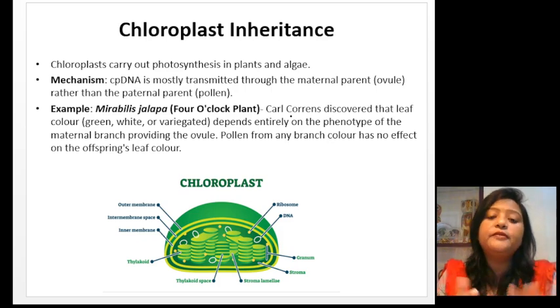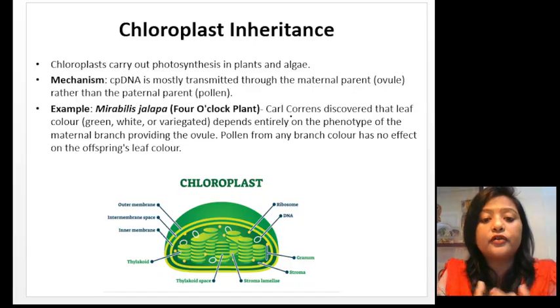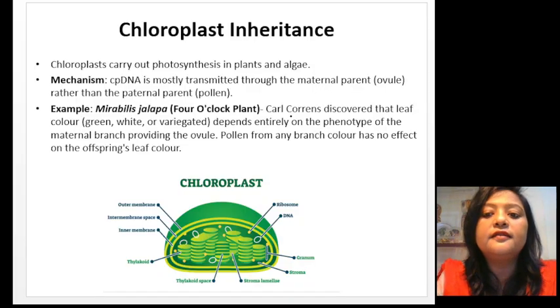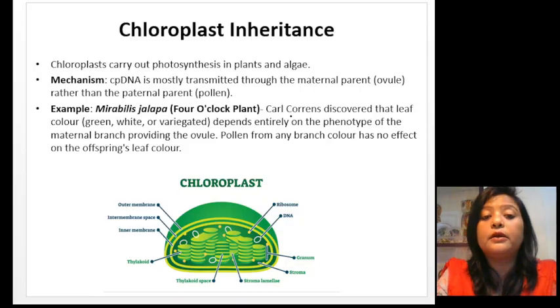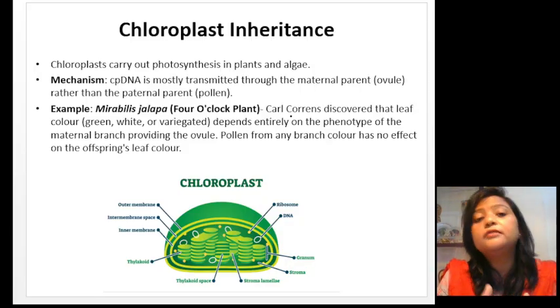It's a very famous experiment, the most spoken about experiment in this inheritance. There's a scientist, Carl Correns, who discovered leaf variegation in this Mirabilis jalapa. Okay, so I'll talk about this in my future slides.